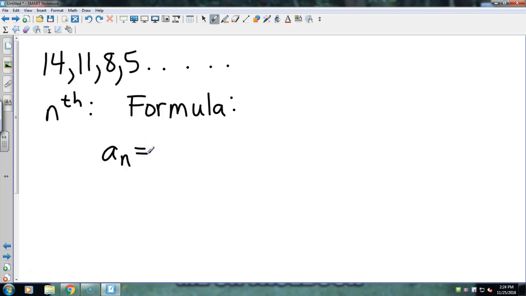It's going to be a sub n, which represents our nth term, equals a sub 1, which is representative of our first term. In this case, that's our 14. Then we're going to add to that n minus 1, and we're going to multiply that times d.